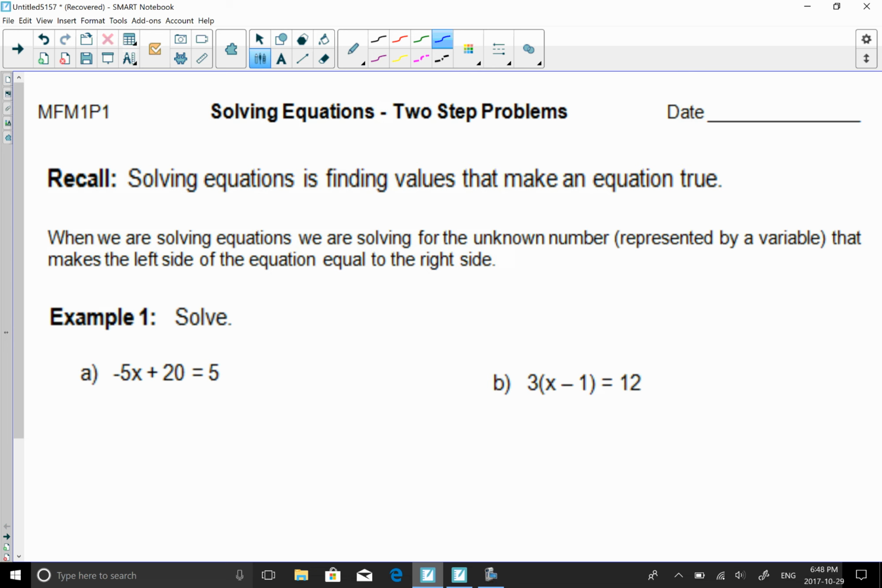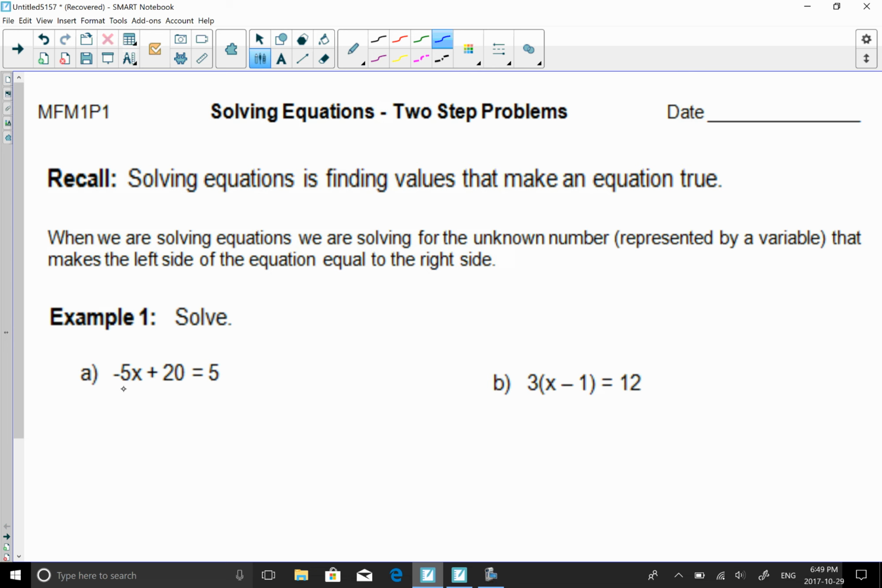So when it says in example 1 solve, we're looking for what value of x makes the left side equal to the right side, which happens to be 5. So what value of x makes both sides equal to each other? That's what solving means. So as you recall, we usually want our variable on one side. We basically want to say x equals this, and we want our numbers on the other side.